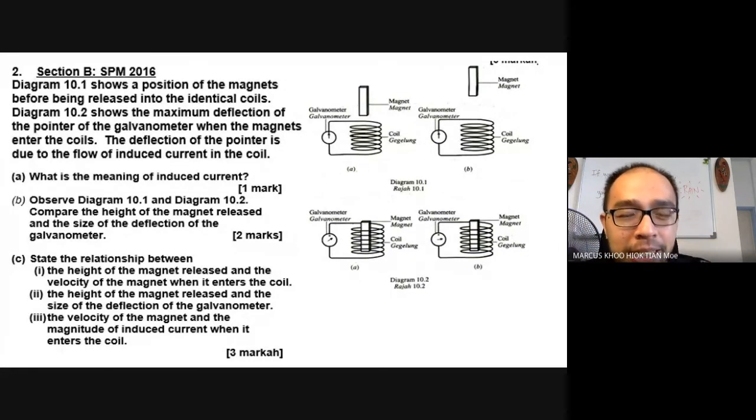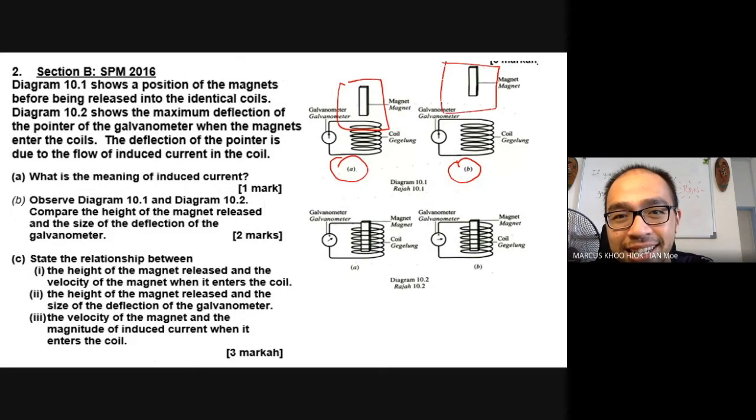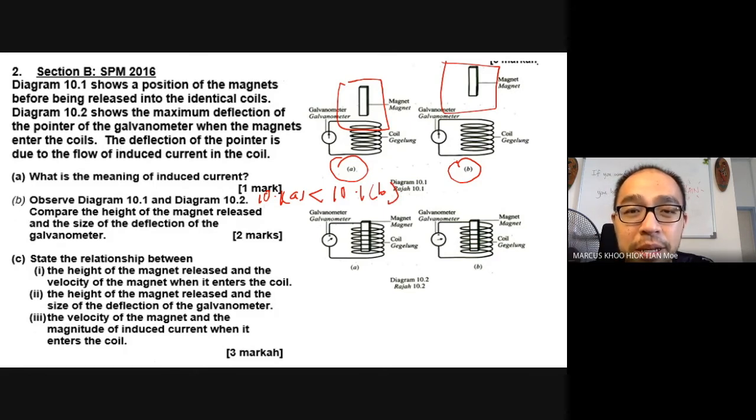Okay. I think I know what you mean. It's just that maybe you're not reading the diagram properly. It's actually 10.1A is smaller than 10.1B. Because on top here, everything is 10.1. At the bottom here, everything is 10.2. So when you're comparing the magnet release, is this one and this one, right? So magnet release now is 10.1A is less than 10.1B. Because diagram A, diagram B. Do you understand what I'm saying, Tien?